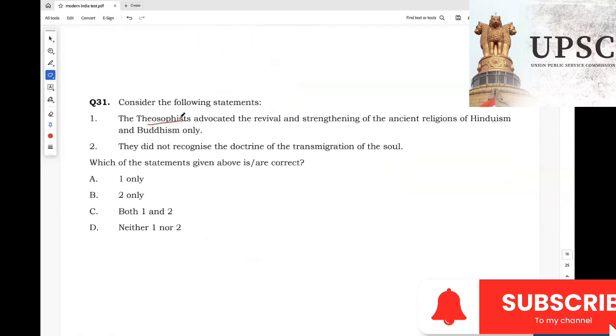The Theosophists, that is the Theosophical Society, Madame Blavatsky and occult, right? Advocated the revival and strengthening of the ancient religion of Hinduism and Buddhism only. It is a lethal word. Only is a very lethal word. Always pay attention to that. Only here is wrong. It was Hindu plus Buddhist plus Parsis, or Zoroastrians to be specific.